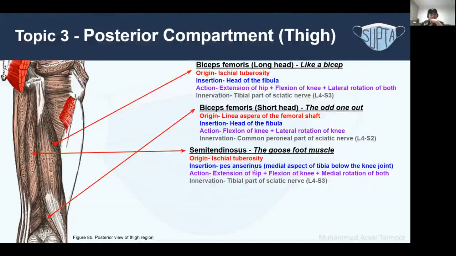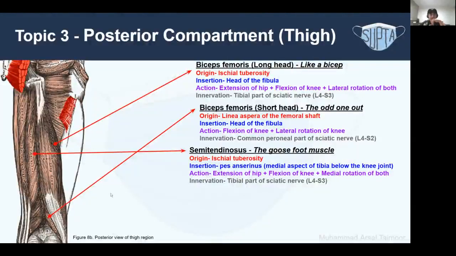So this term, pes anserinus, is basically just the medial aspect of the tibia. So whenever they try to tell you that, you sort of don't know what that means. It's just some random Greek or Latin term. It means goose foot, and it's basically three muscles. This is the first one, inserting over the medial aspect of that tibia below the knee joint.